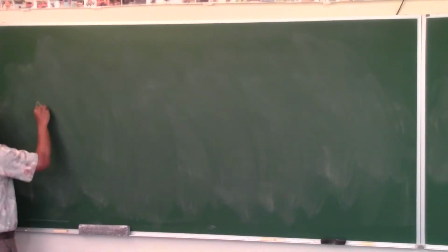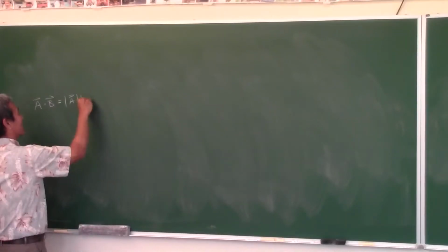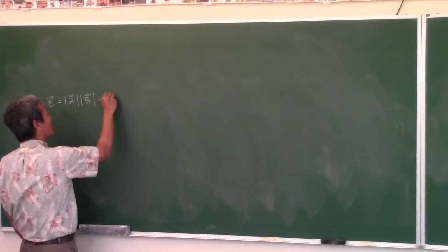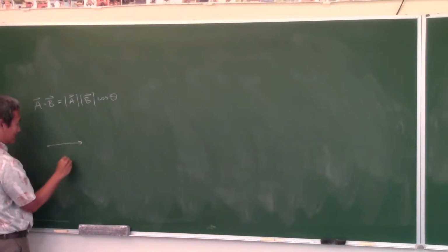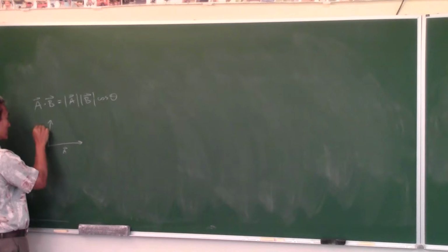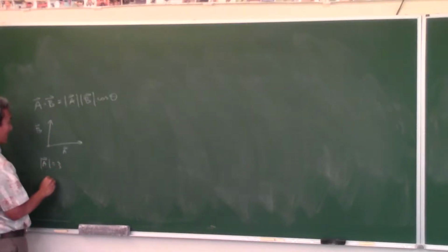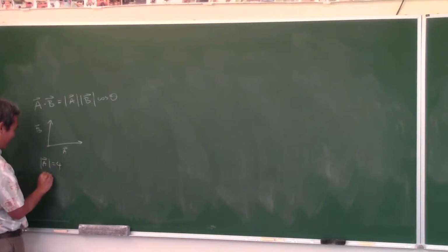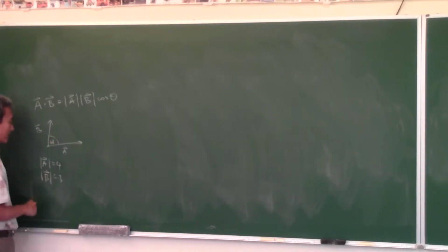So the first one, the dot product. By definition, it's equal to the length of vector A times the length of vector B times the cosine of the angle formed by the two vectors if you put them tail to tail. So like this, what if vector A looks like this, and vector B looks like this? Let's say the length of vector A is 4, and the length of vector B is equal to 3, and that's a 60-degree angle right there.